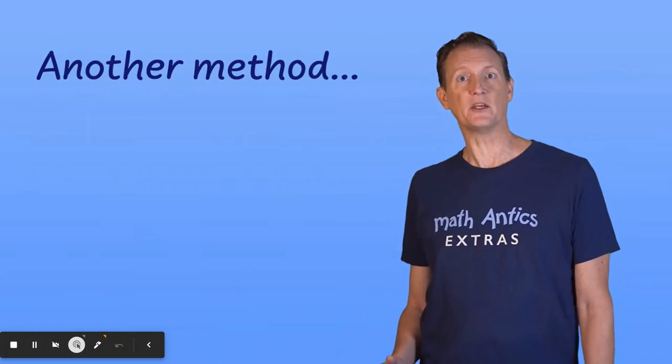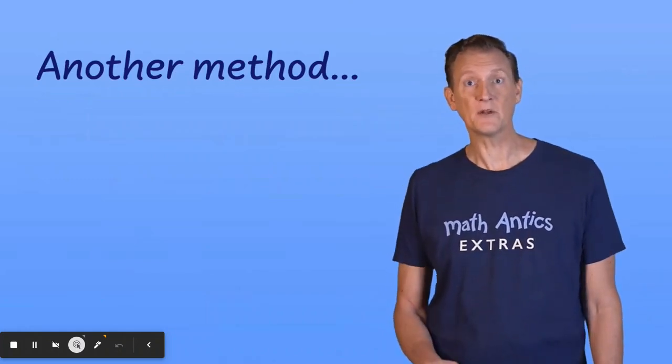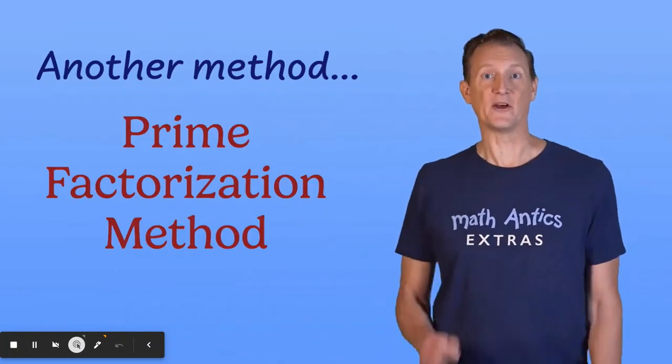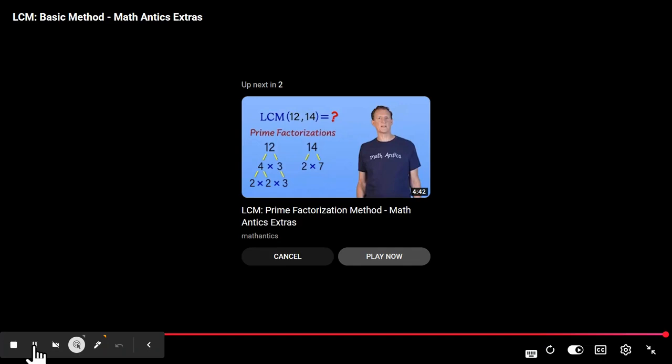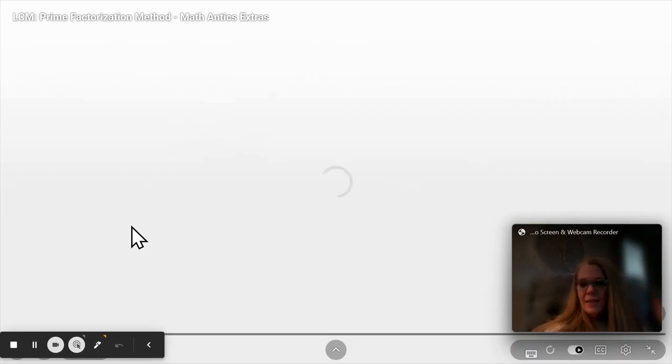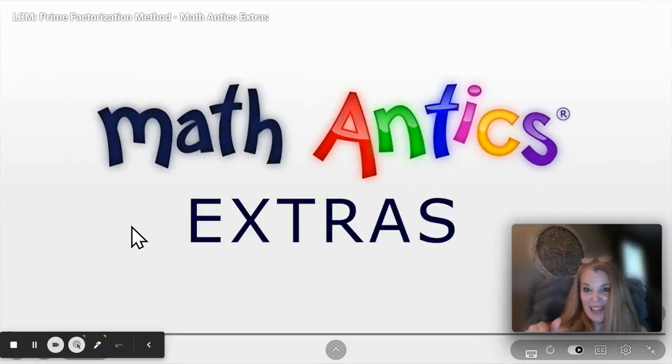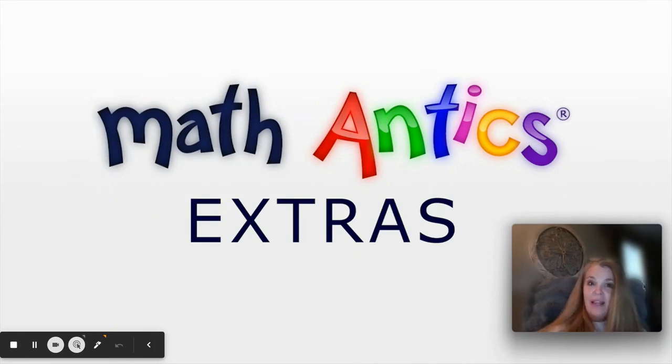Fortunately, there's another method that you can use to find the LCM that sometimes makes the job a little easier. It's called the prime factorization method, and I'll show you how to do it in the next video. Actually, he's not going to show you how to do that in the next video because I'm going to stop it right there. Okay? I'll show you a shortcut using that ladder method.